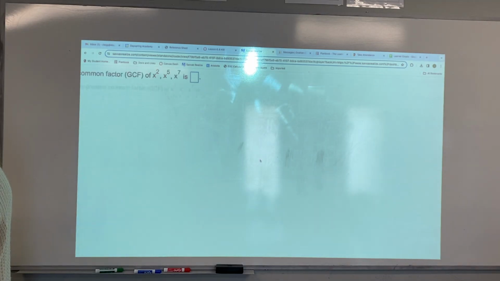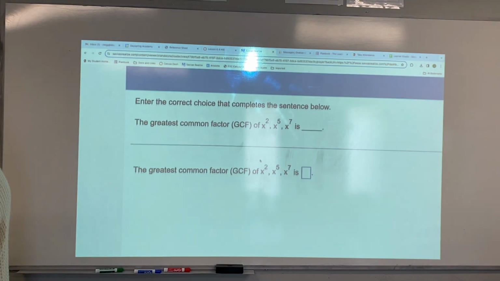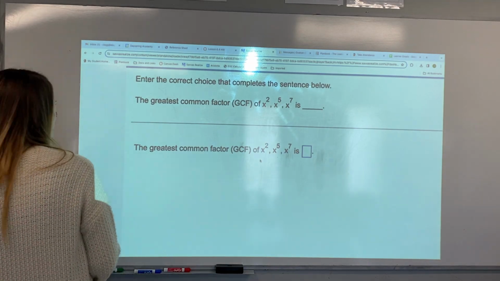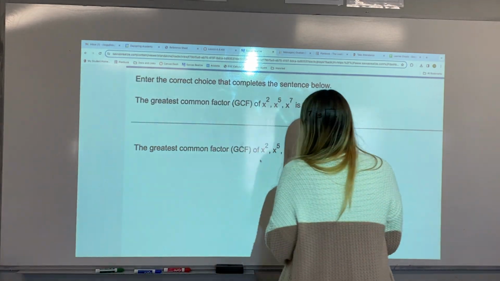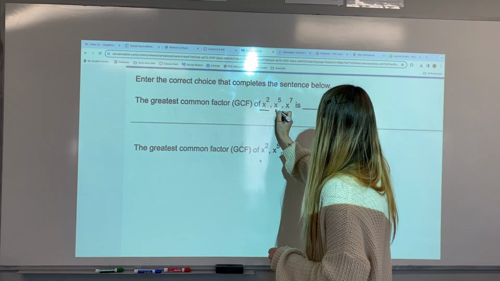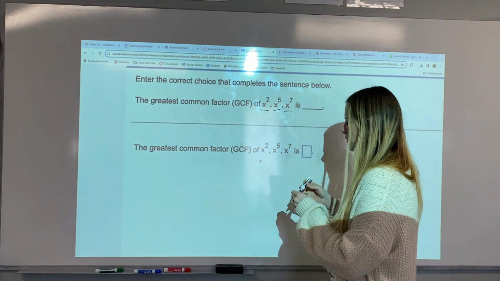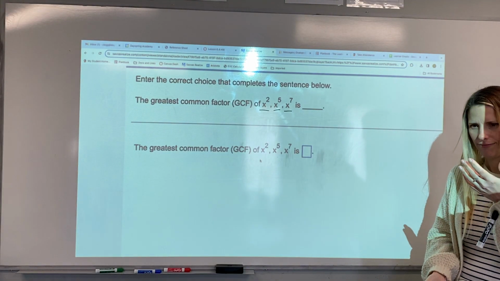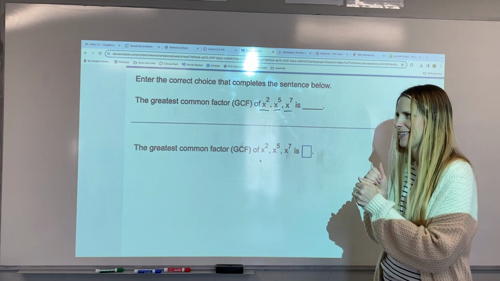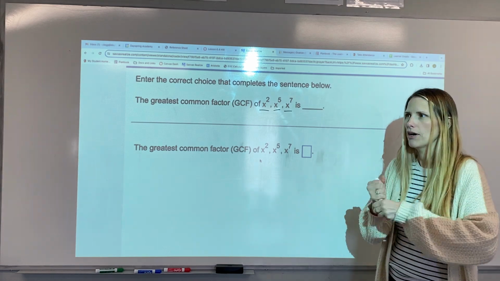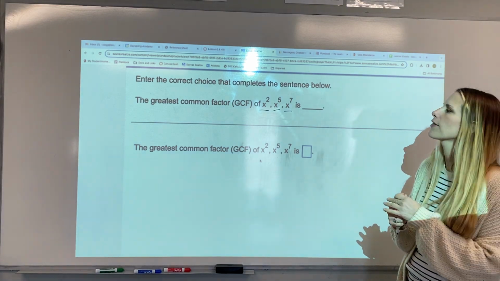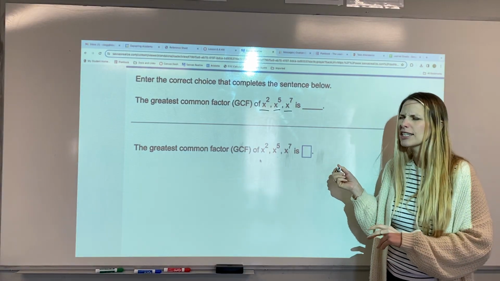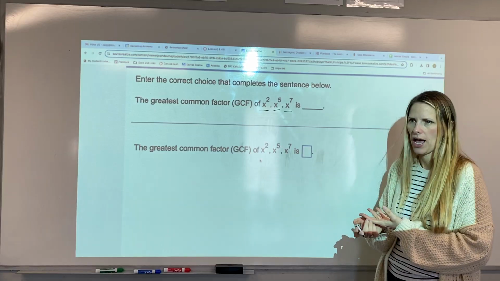So sweet of them. All right, this one is simple, but I have not taught it to most of you yet, so you guys get a little preview of the lesson. It says the greatest common factor of these three terms, x squared, x to the fifth, and x to the seventh is what? As I will explain in the math classes today, we are not solving anything with questions like this. It's just asking you to identify something.